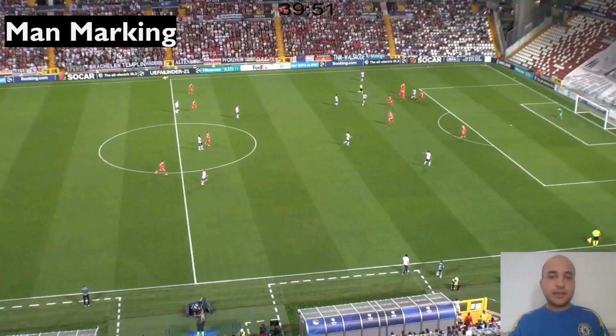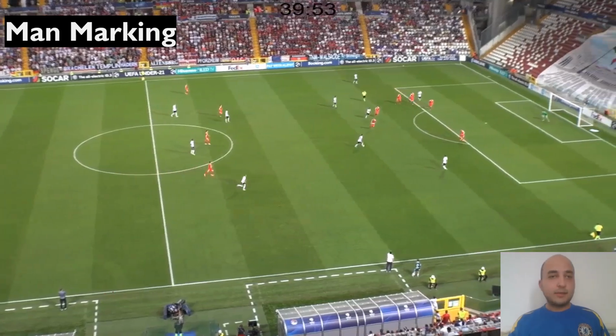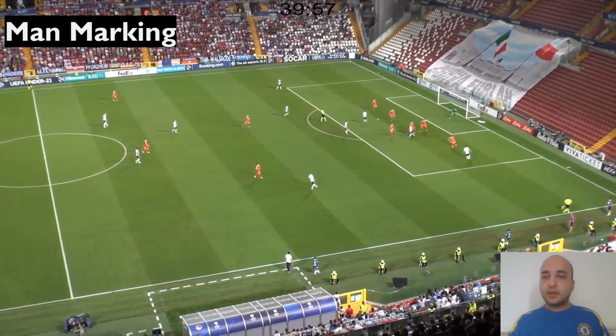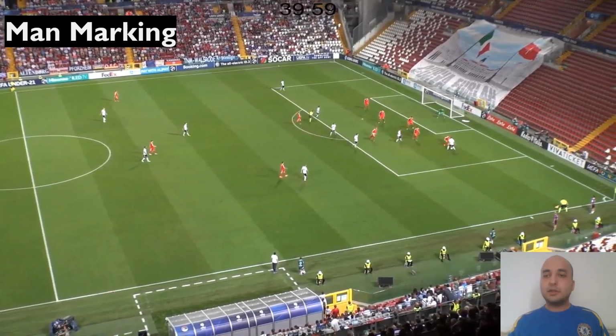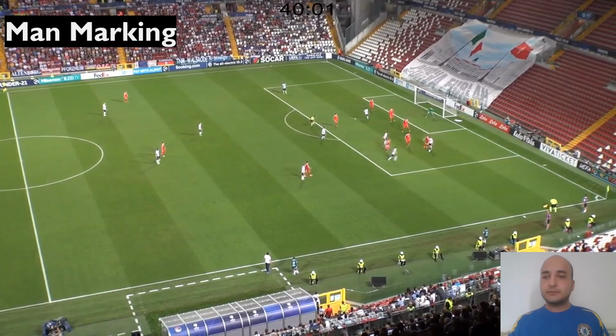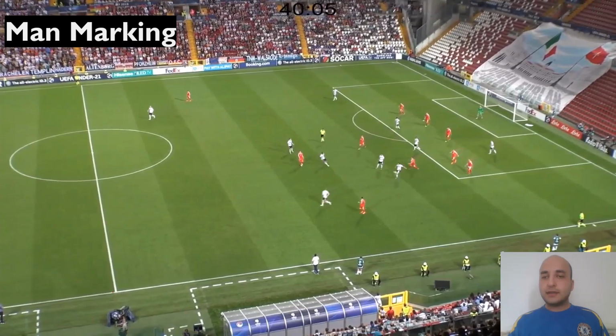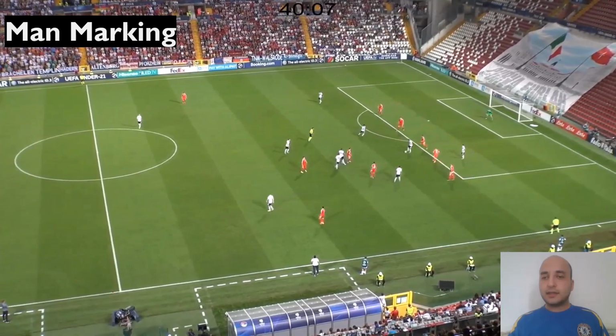Here, for example, we can see one example of man marking rest defense. Here, when the white team loses the ball, they have man marking and they can get the ball.